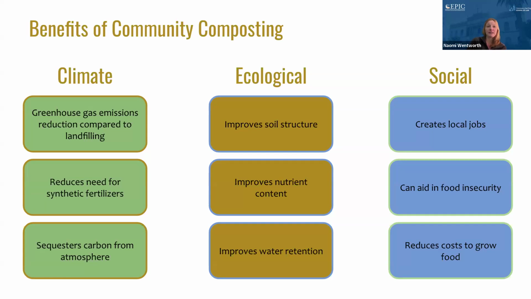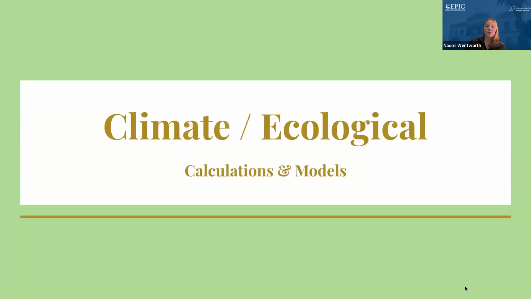And then social, this can vary from site to site, but some of the main ones that we're seeing are creating local jobs, aiding in food insecurity, reducing any costs to grow food. Go from there. So we're going to start with the climate and ecological. Those are pretty intertwined when we're looking at calculating. And we're going to start with the heavier stuff, the calculation and models.